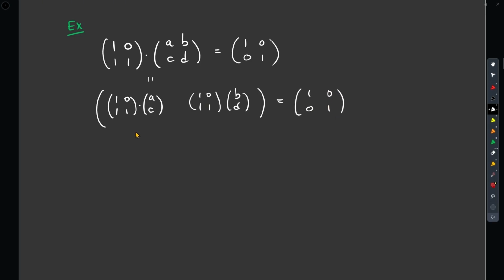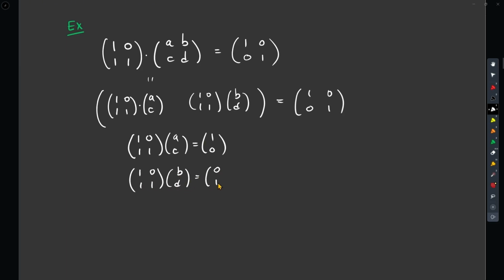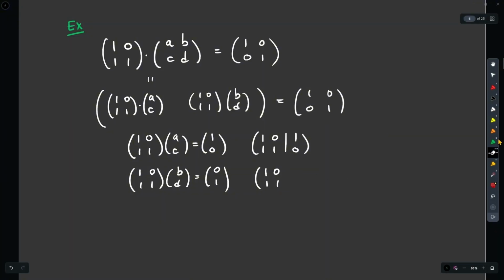So there are two linear systems that I'm trying to solve at the same time. I'm trying to solve 1, 0, 1, 1 times AC equal to 1, 0, and at the same time this times BD equal to 0, 1. If you put it in augmented form, it is this system, and this system is this system.